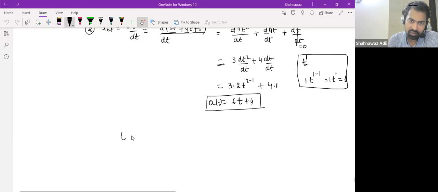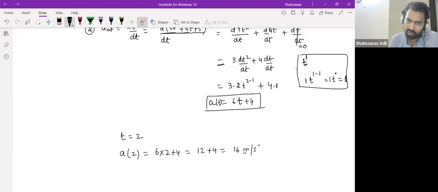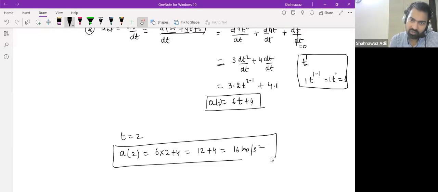Yeah, t is equal to 2 seconds. So a at 2 would be how much? This would be 6 into 2 plus 4, so 12 plus 4, which is 16 meters per second square. So this is the answer when the form of v was given.